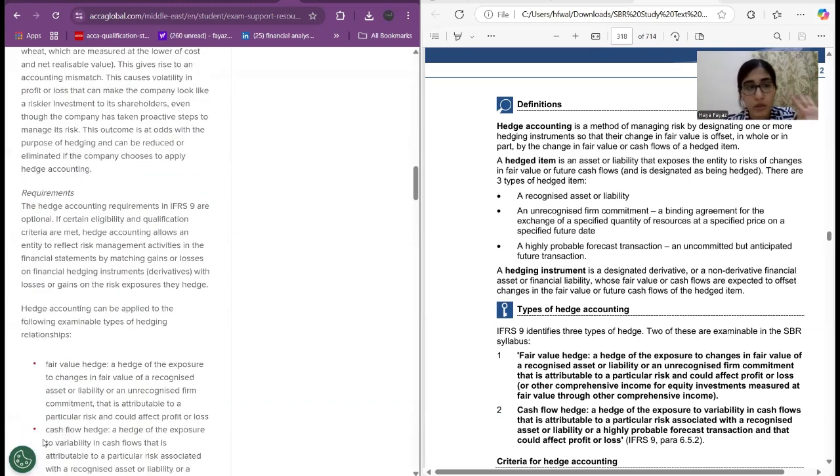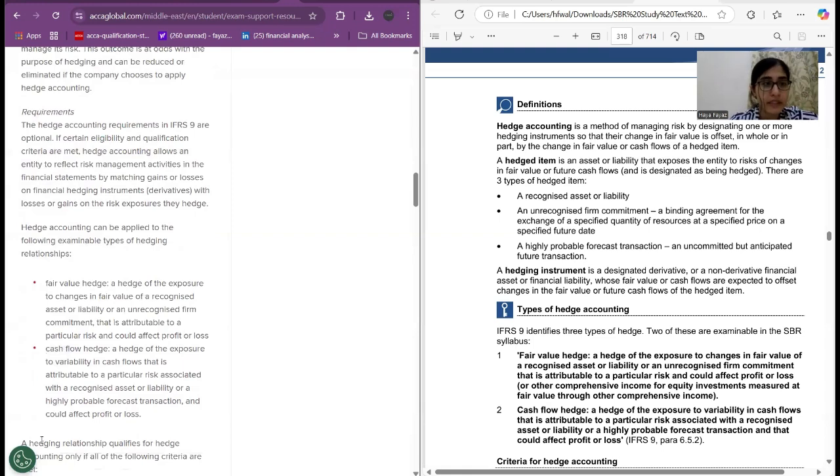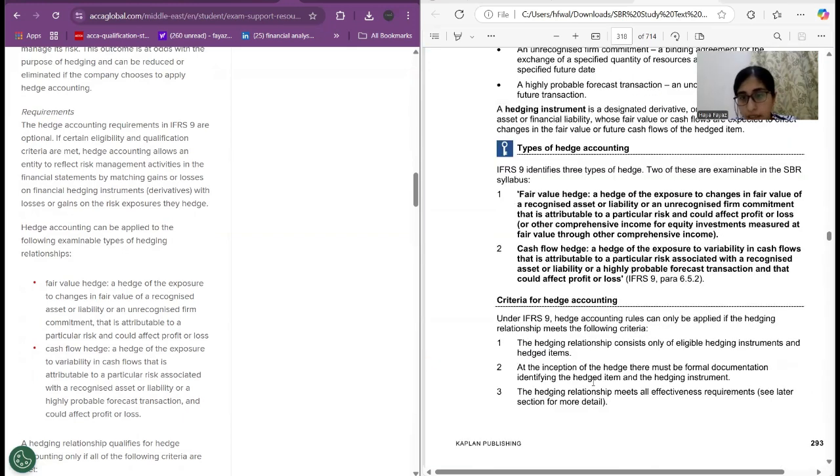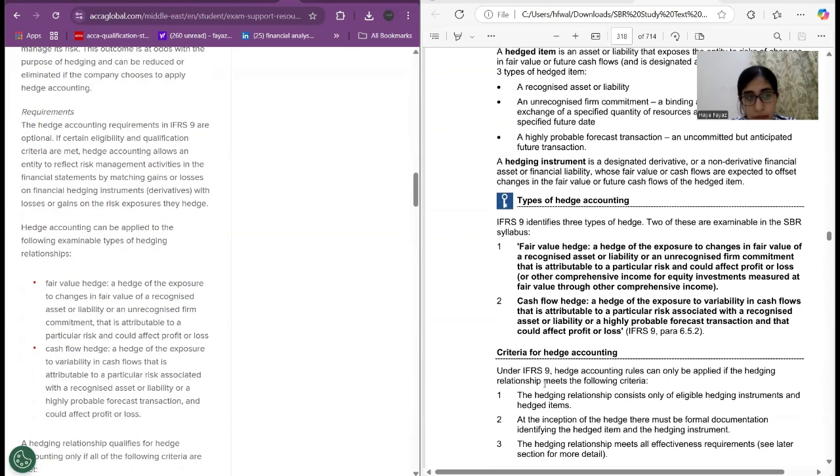Simple. So the hedge accounting requirements in IFRS 9 are optional. If certain eligibility and qualification criteria are met, hedge accounting allows an entity to reflect in the financial statements the matching of gains or losses of financial derivatives with the losses or gains in the risk exposures they hedge. Exactly. So this is just saying that if the eligibility and qualification criteria are met. Here that criteria is mentioned.